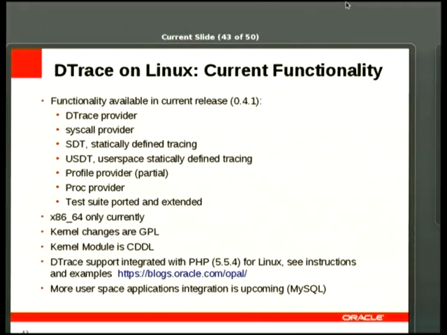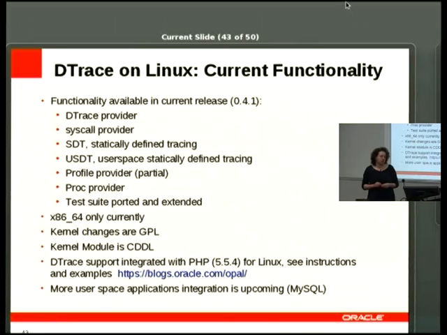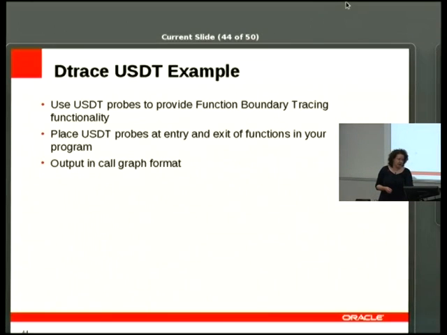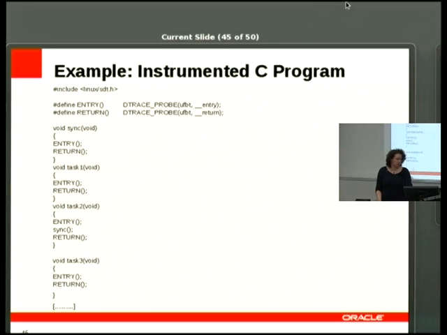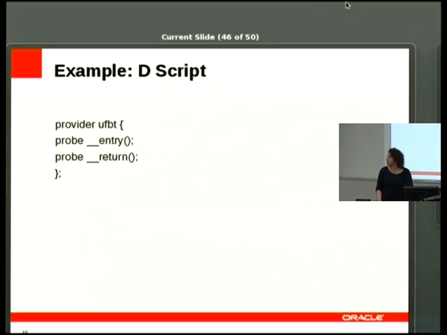The kernel changes are GPL. There is a DTrace module, which is CDDL. But it's progressing, and we have seen it used inside Oracle. We're integrating it with PHP, just like the Solaris version, and now with MySQL, just like the Solaris version. So we're slowly moving forward on that. And I have an example. We can do userspace probing. I'm not going to go through the example because we're running out of time.